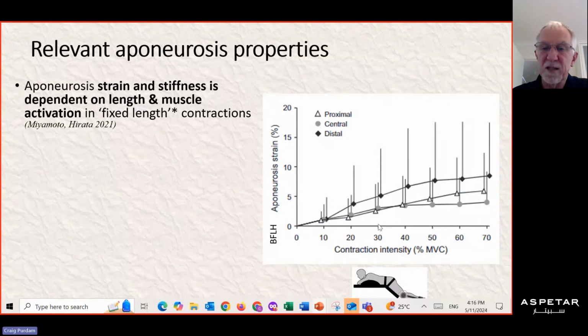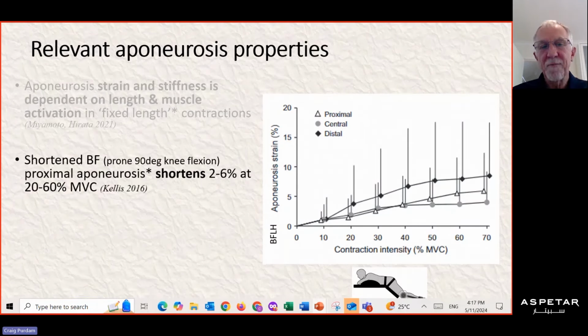at intensities of anywhere between 10 and 70%, we get most lengthening of the distal part of the aponeurosis, around 9% or so, at higher demands, and in fact less lengthening, to only about 4 or 5% of the proximal aponeurosis at higher strains as well.